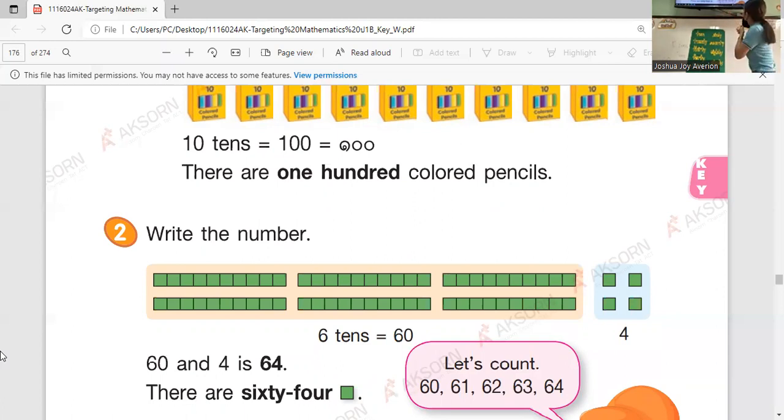Now we have ones here. How many ones do we have? 4. Now it is 60 and 4. How many is that? 60 and 4, how many? 60 and 4. Good job. So it is 64. Now, how are you going to write 60? Everybody. S-I-X-T-Y. 60. Now you're going to add number 4. Everybody spell number 4.